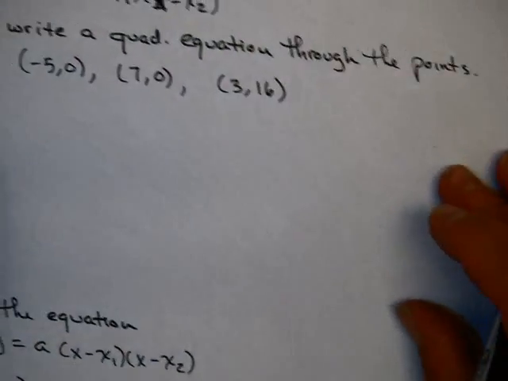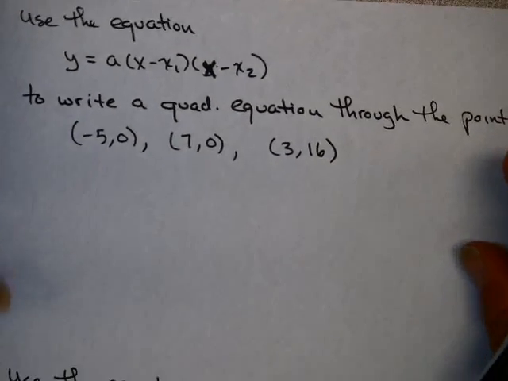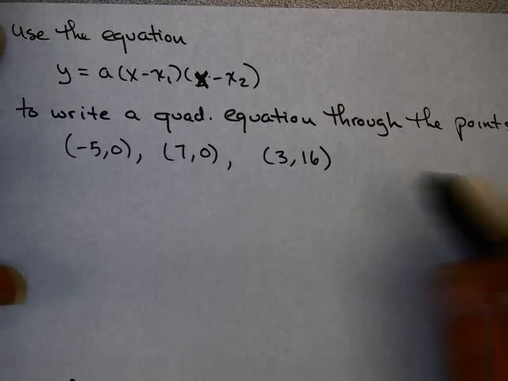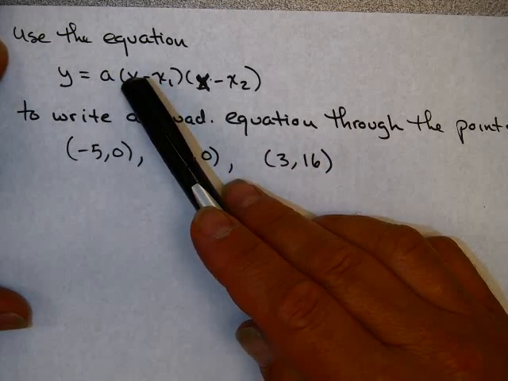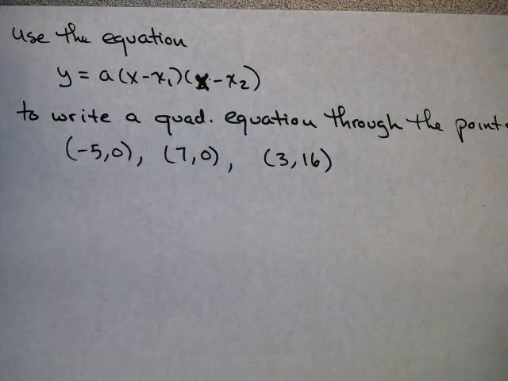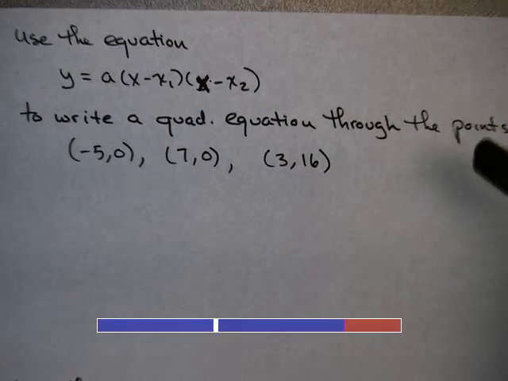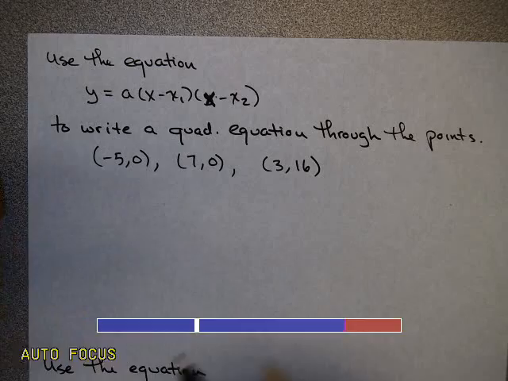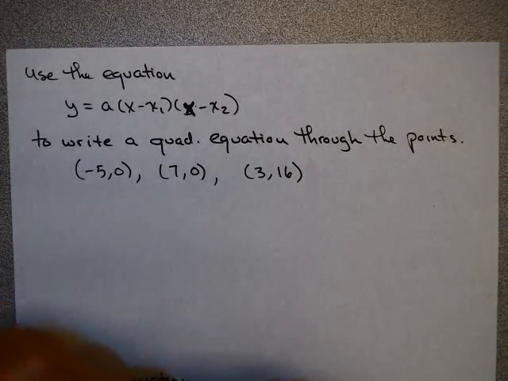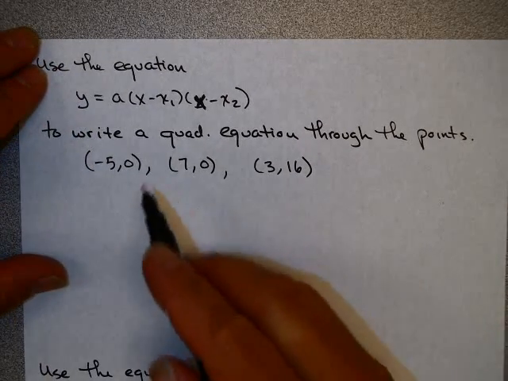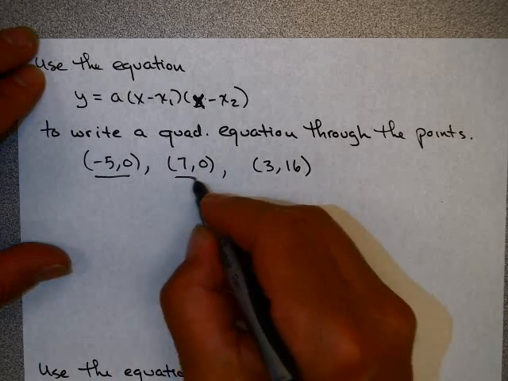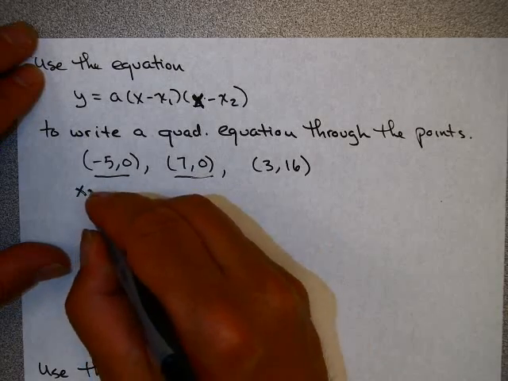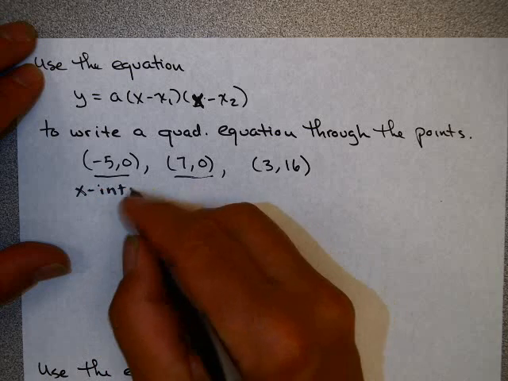A couple other problems that come up have to do with the quadratic equation. Here's a question from WebAssign. Use the equation y equals a times the quantity x minus x1 times the quantity x minus x2 to write a quadratic equation through these points. This looks like a really difficult problem. But remember, this is not just an ordinary point. These 2 points happen to be x-intercepts.